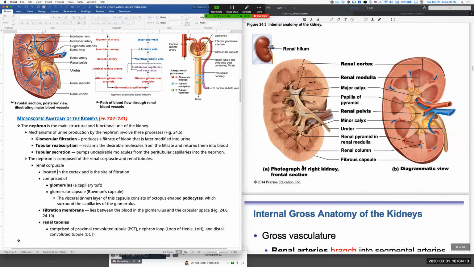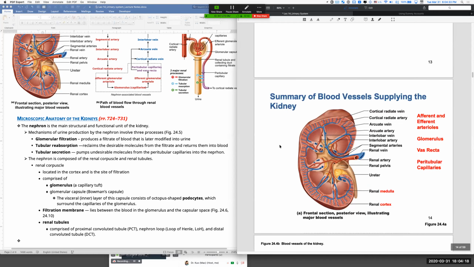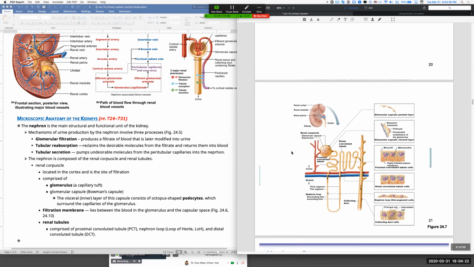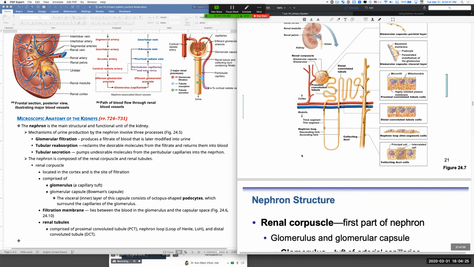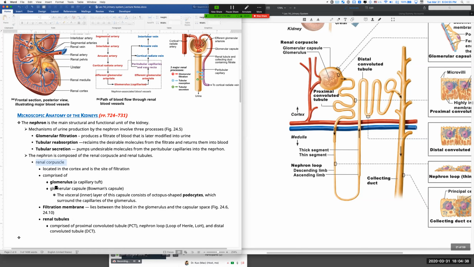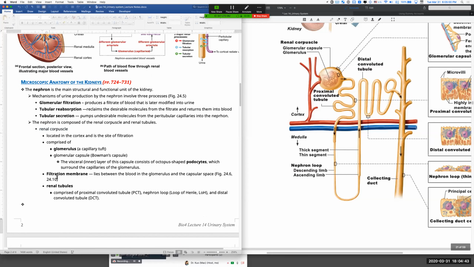Looking at the specific anatomy of each individual nephron, here's the anatomy of the nephron. There are several parts to this nephron. You can break the nephron down into renal corpuscle, as well as renal tubules. So the renal corpuscle, I'm not sure where it says. Okay, so this is supposed to be.